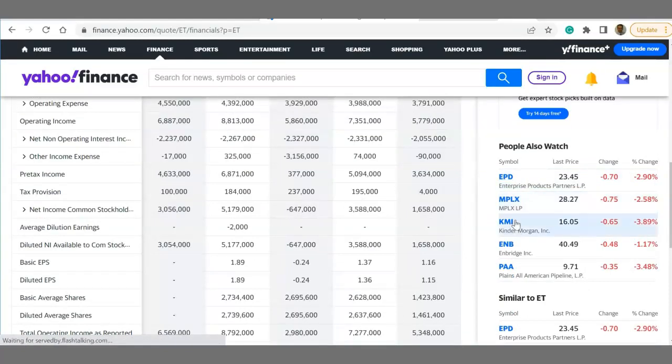So look at it, and here sometimes it gives you similar companies that you might also compare. If you want to compare this company to one of those companies, here are sample companies that you can compare to this company.